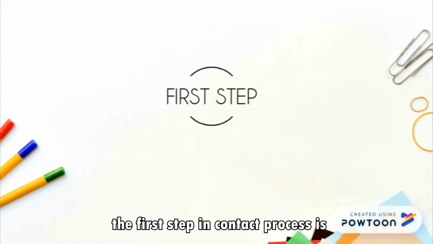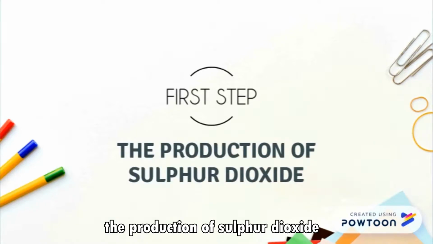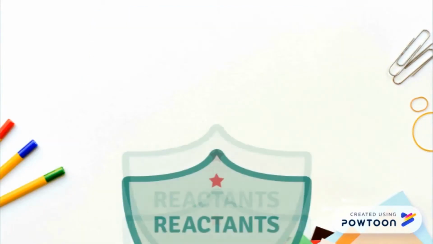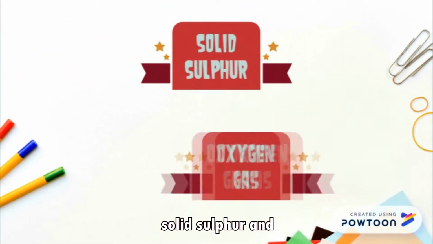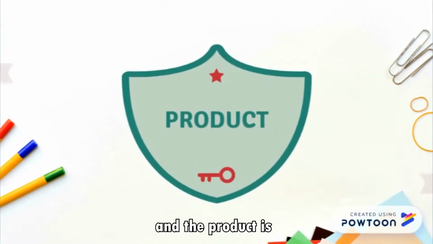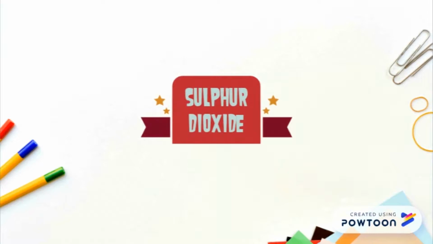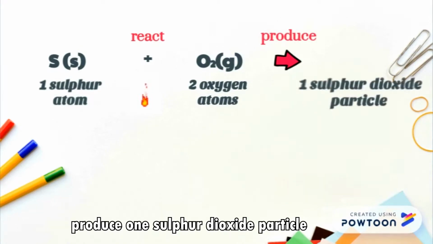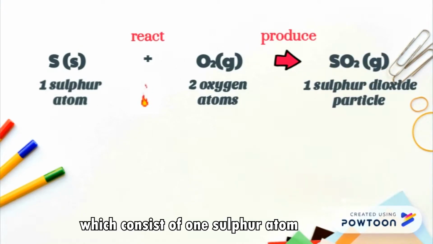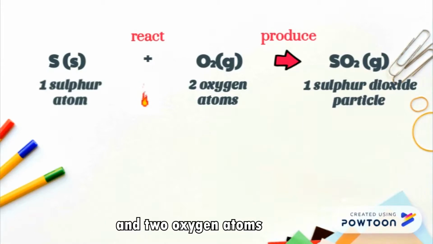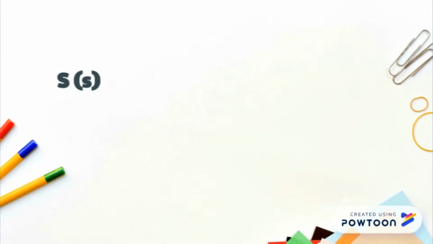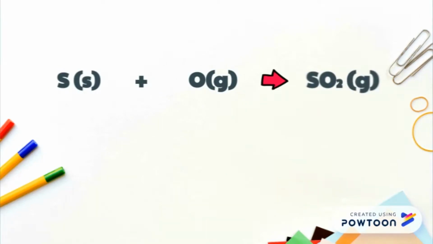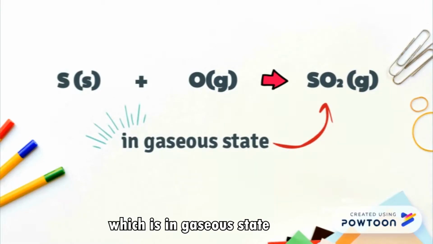The first step in contact process is the production of sulfur dioxide. It involved burning of sulfur in excess air. The reactants are solid sulfur and oxygen gas, and the product is sulfur dioxide gas. One sulfur atom reacts with 2 oxygen atoms, produce 1 sulfur dioxide particle, which consists of 1 sulfur atom and 2 oxygen atoms. Sulfur will react with oxygen and produces sulfur dioxide, which is in gaseous state.